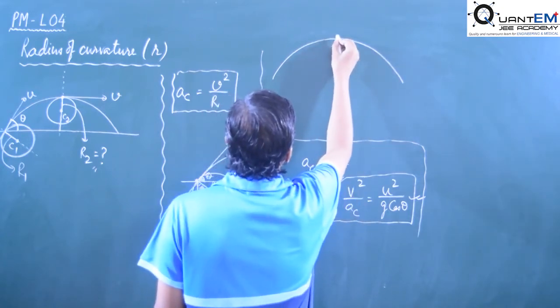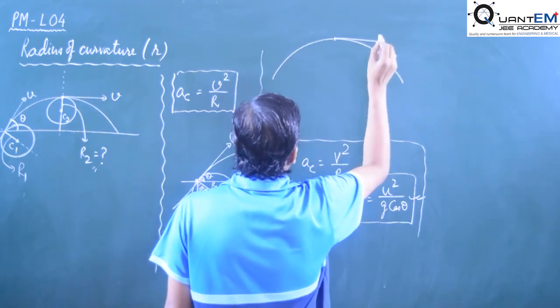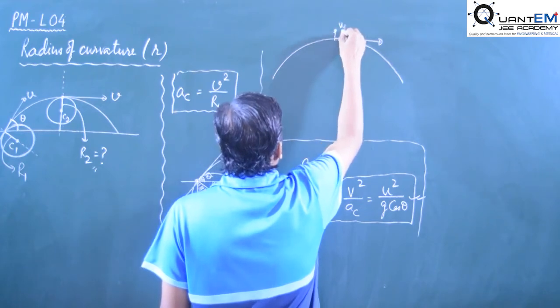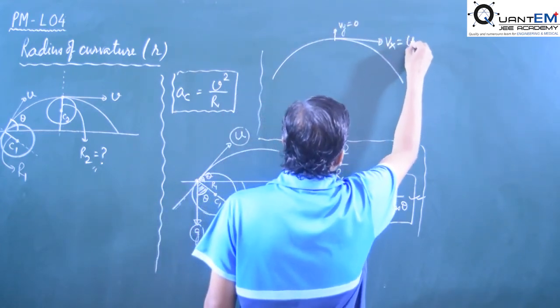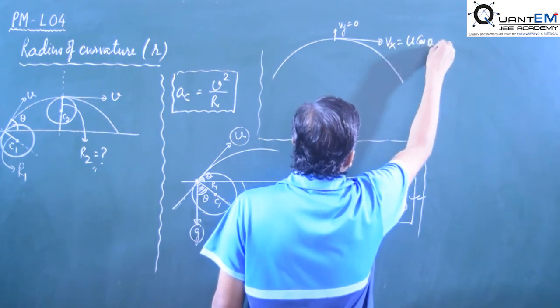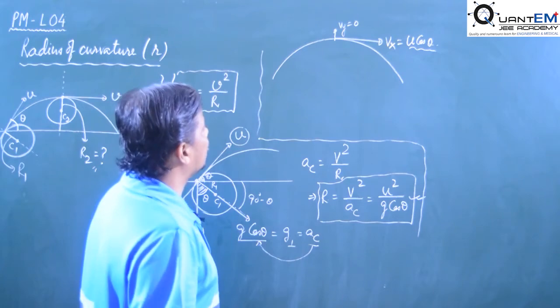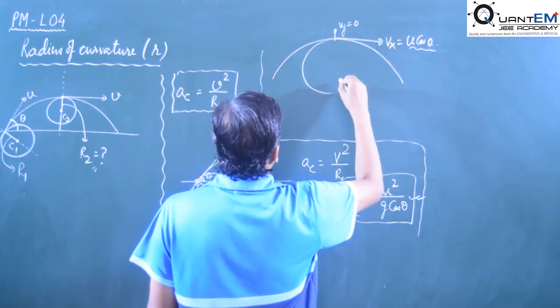Now see, at the maximum height, what is the speed of the projectile? There is no velocity along the y coordinate, Vy is 0. The speed is only along the x coordinate, and that is u cos theta. You know that the velocity along the x coordinate remains constant. Now we have to get the radius of curvature here.